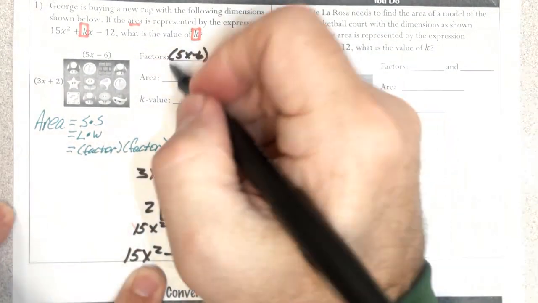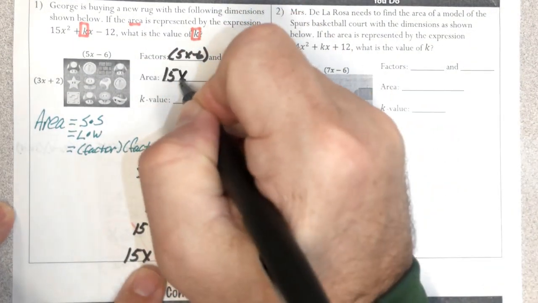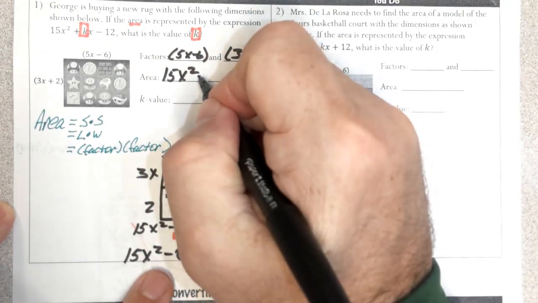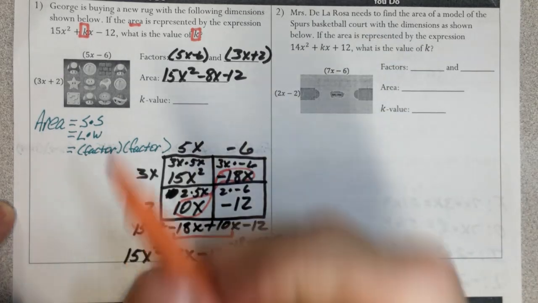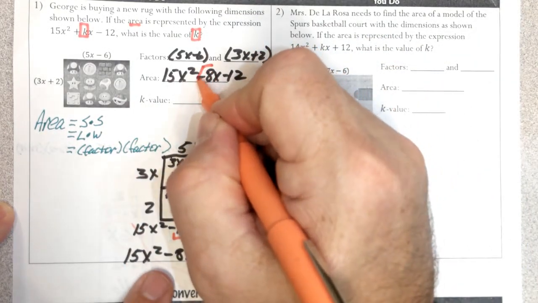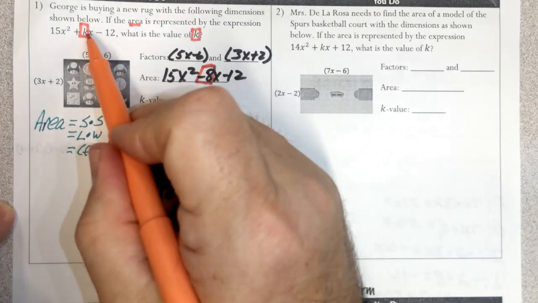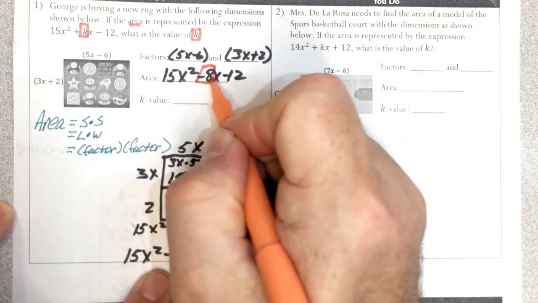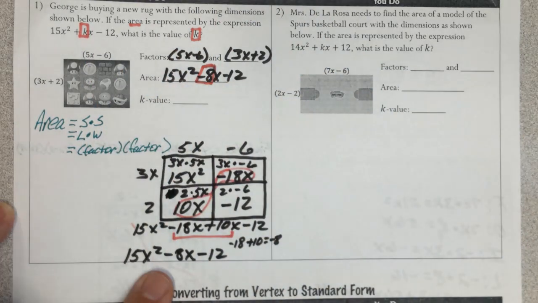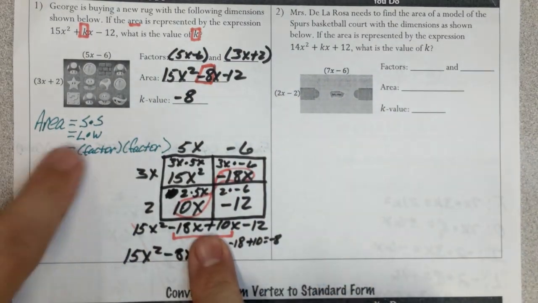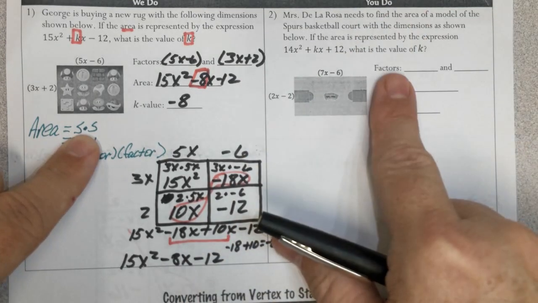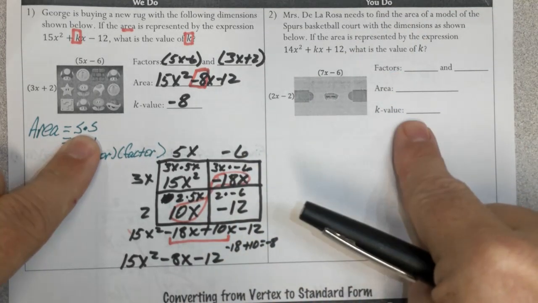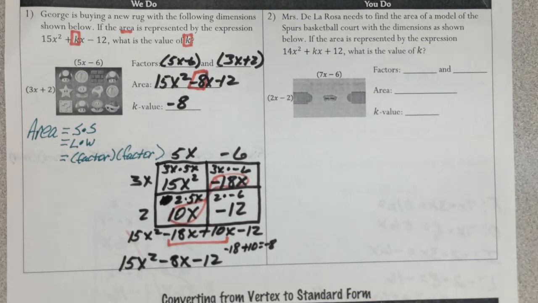So I'm going to write area right here, 15x squared minus 8x minus 12. And so our k value will be negative 8. So notice our k is in front of the x, so here's your k. So your k value will be negative 8. Alright, so now go ahead and pause the video, and then you're going to do this one on your own. Once you get it done, get a check mark from Mr. Adams. Alright, here we go. Next.